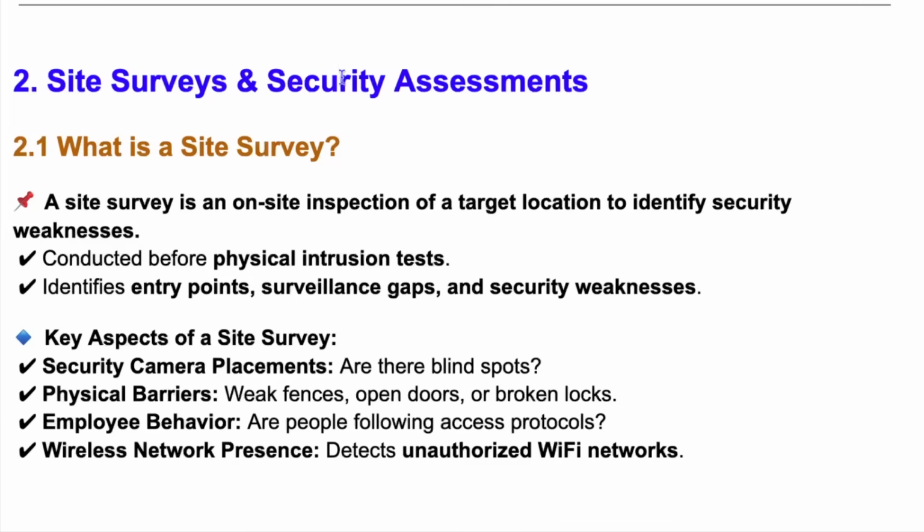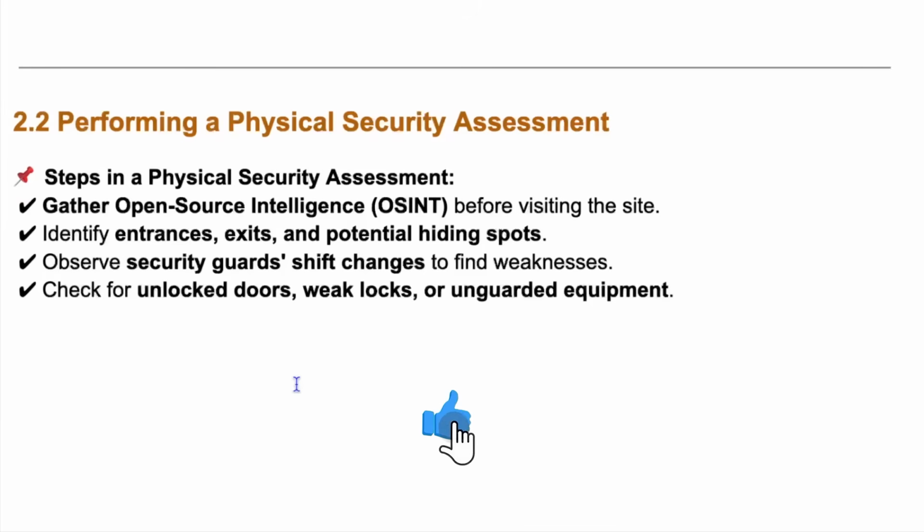So these are all of the things that you would do as a part of your site survey or assessment, right? And it all literally falls under the concept of reconnaissance. You're just doing it against all of the physical security measures, which is the cameras, the physical barriers, the employees, and everything along those lines. This is how you would do the assessment. These are just the general steps in doing the assessment.